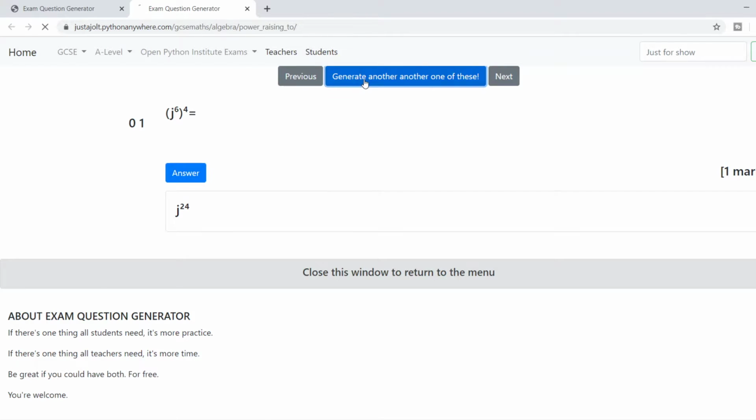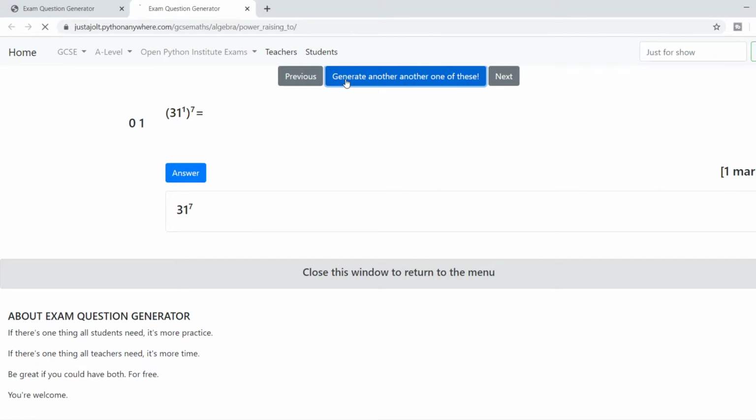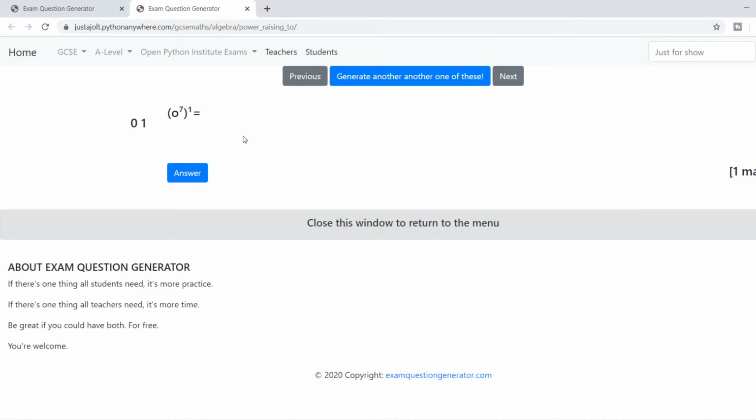So let's have another one, and let's see what this is. We've now got 31 to the power of 1 times 7. Well, that's easy. That's just going to be 31 to the power of 7. Let's have another one. That's not a 0, that's an O. The power of 7, power of 1, that's also going to be O to the power of 7.